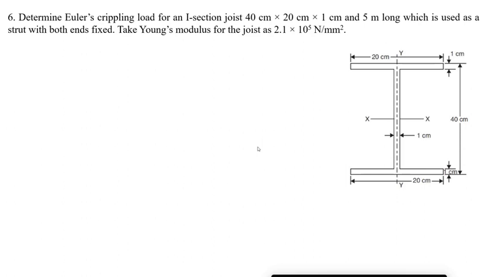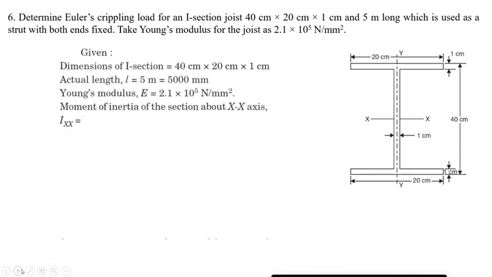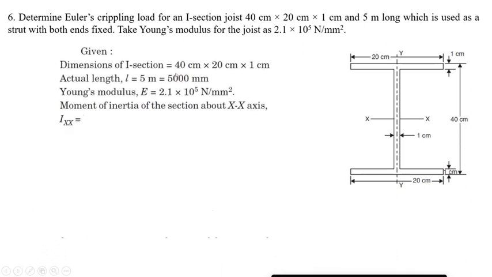And the given data are, you have been given the dimension of the I section as 40 cm by 20 cm by 1 cm, as you can see in the figure. Actual length of the column is given as 5000 mm. The Young's modulus is given as 2.1 into 10 raised to 5. So we need to find the moment of inertia about both the axes.